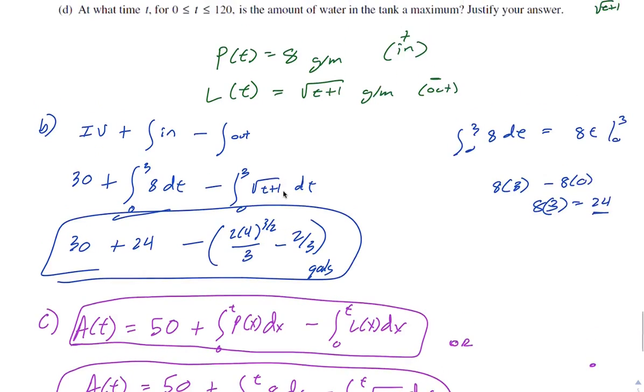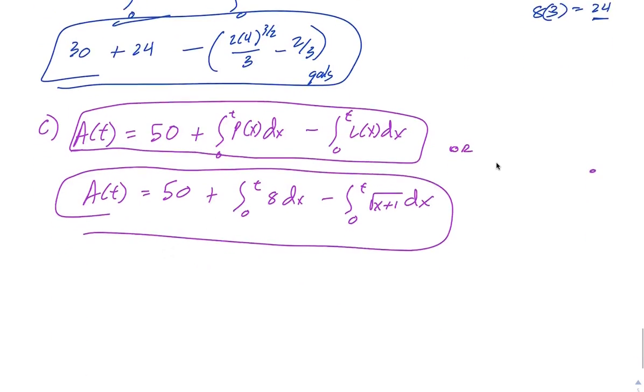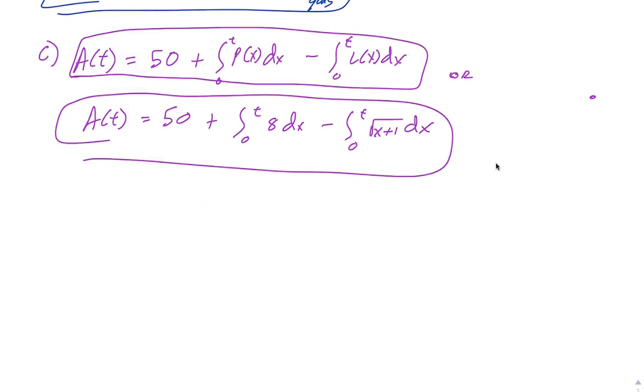So that's C. Now let's talk about D. At what time t for 0 to 120 is the amount of water in the tank a maximum? Justify your answer. Right, another one of these extreme value problems. Hopefully you know by now how to do an extreme value problem. If I want an extreme value, it's critical points plus endpoints, and we plug into our original function, which is A of t now.